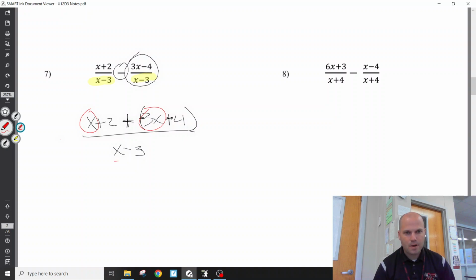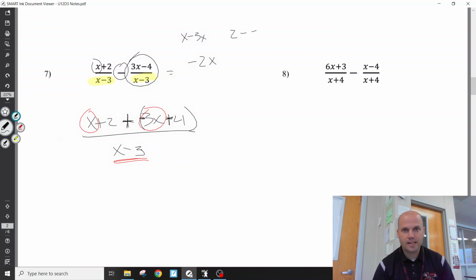Now, again, the denominator is a common denominator. We don't have to worry about it. We can't simplify because of the addition. We're just going to combine our like terms, so x minus 3x is negative 2x.